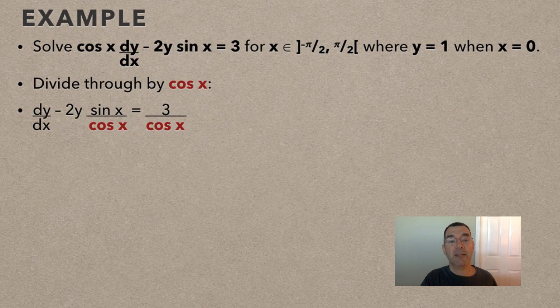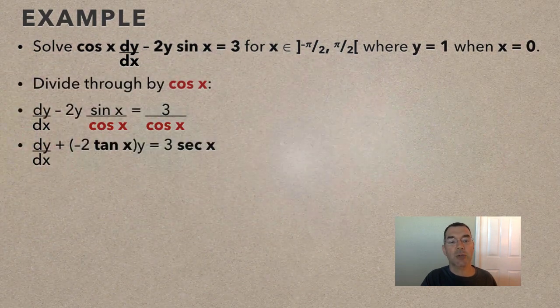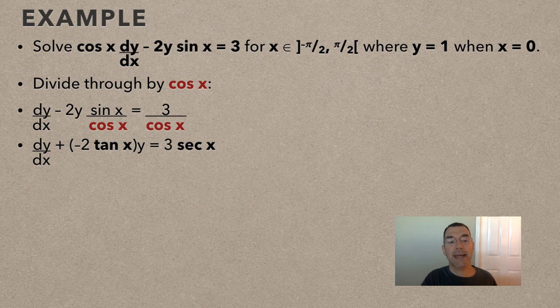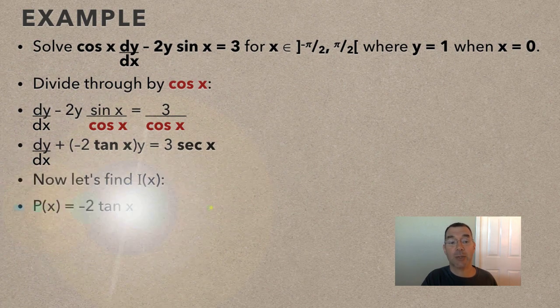So if I divide everything by cosine x, then I get dy dx minus 2y sine x all over cosine x equals 3 over cosine x. I can simplify both of those new terms by writing dy dx plus negative 2 tan x times y equals 3 secant x. So now I'm going to figure out what my integrating factor, my I of x, actually is.